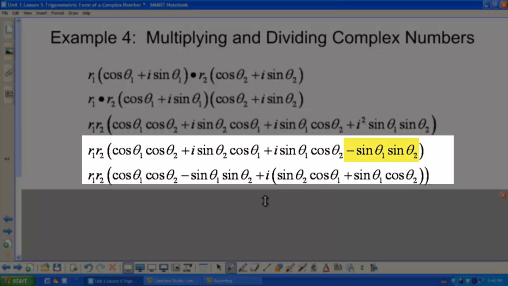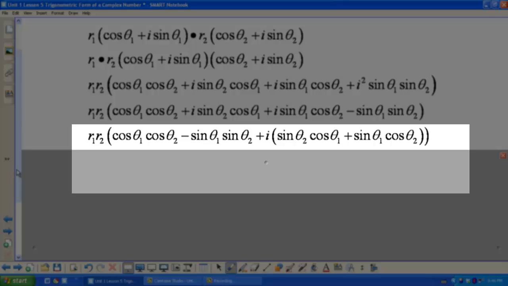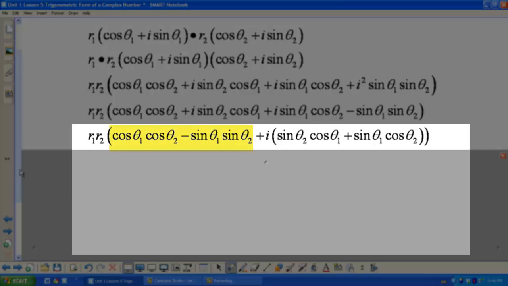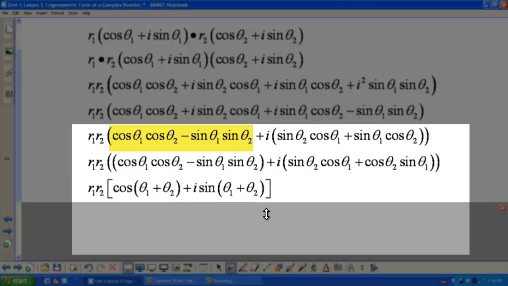Then in the next slide, you might be wondering, why did you do this? I reordered my terms. I took the sine of theta sub 1, sine of theta sub 2, and rewrote it after the first term. And then I grouped sine theta sub 2 cosine theta sub 1 plus sine theta 1 cosine theta sub 2. Why are we doing this? Hopefully, do you see cosine, cosine, sine, sine? I can rewrite that as the cosine of theta 1 plus theta 2.